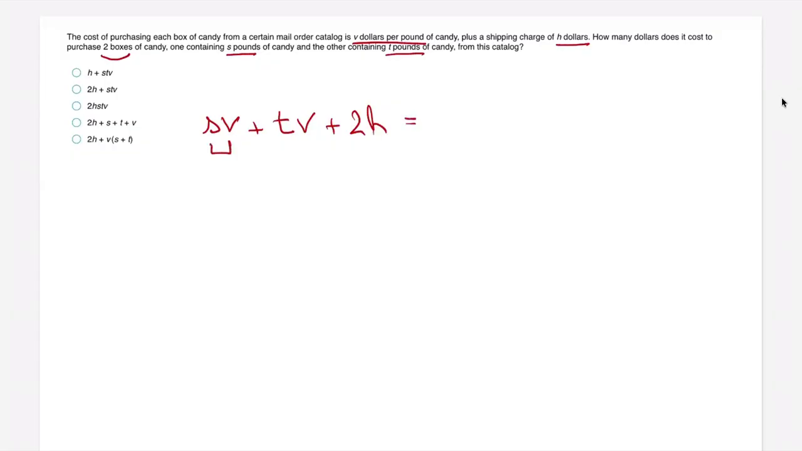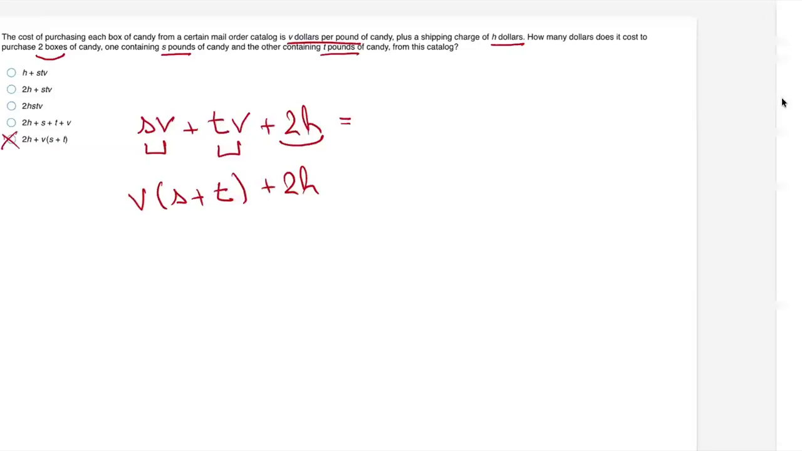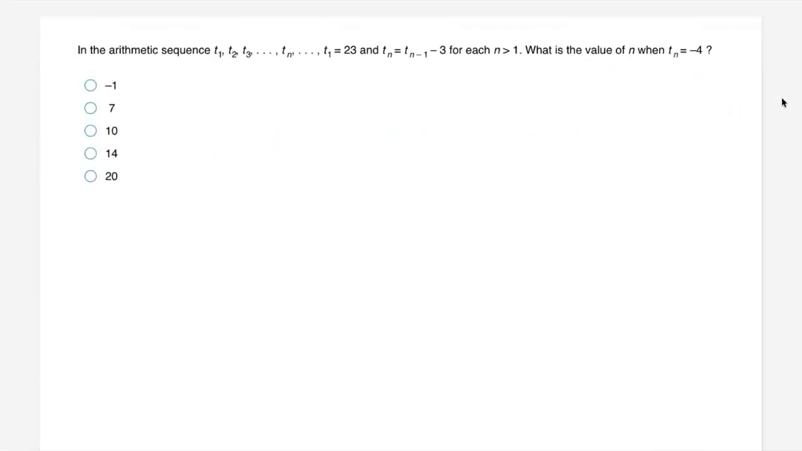So quantity times value plus quantity times value plus value, amount. So you put V in evidence, which will be S plus T plus 2H. Okay? Good? Okay? Yes or no? Next.